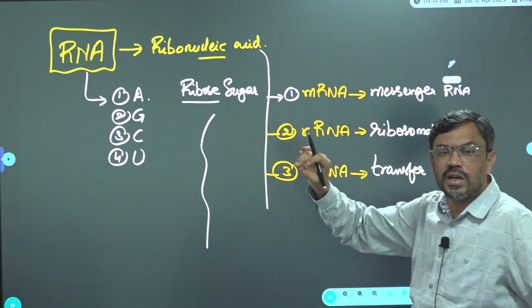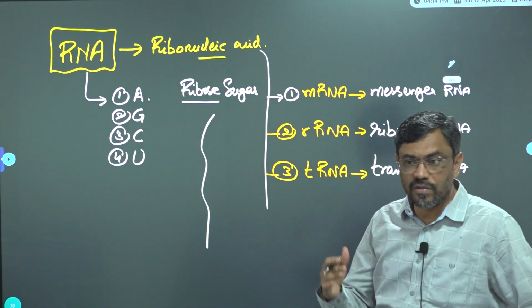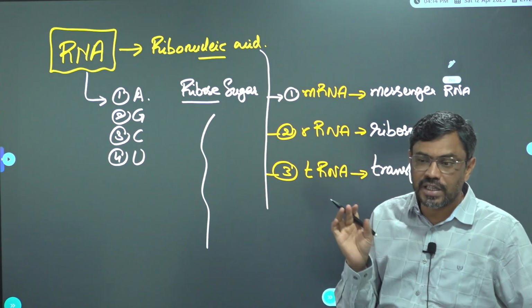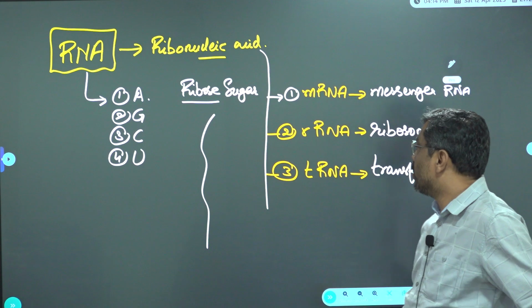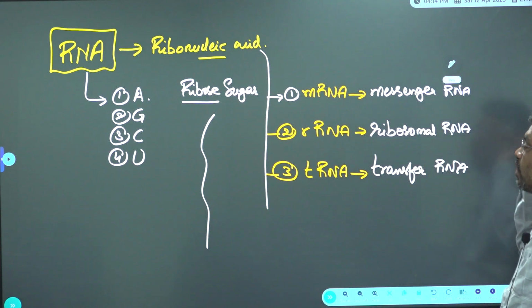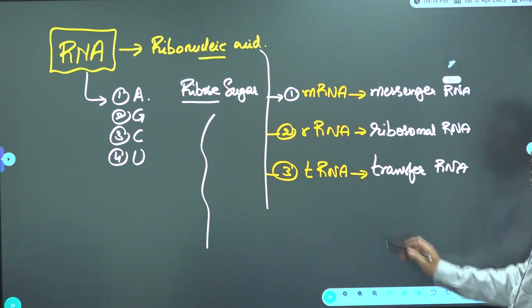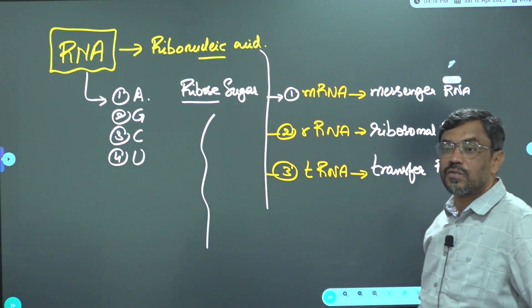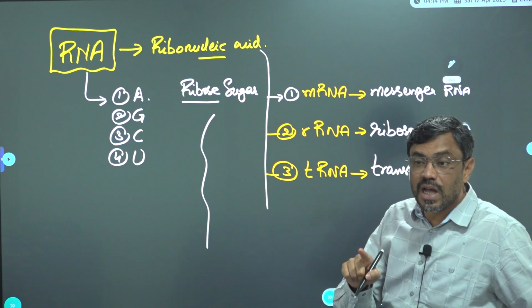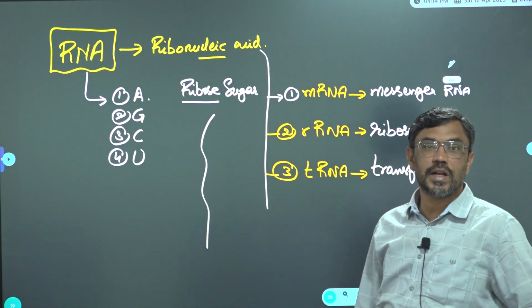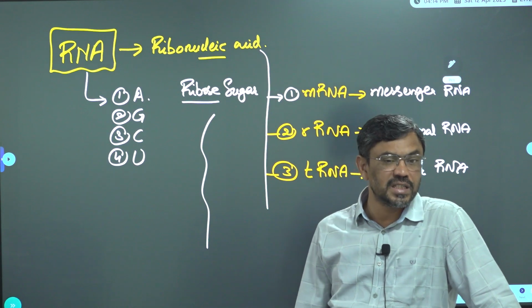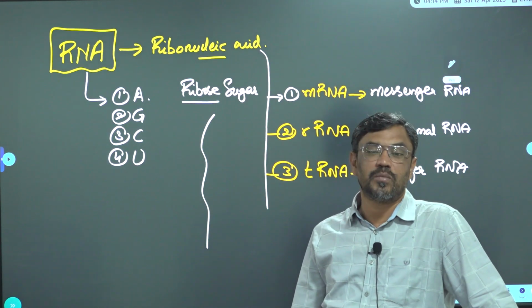Ribosomal RNA is useful for the construction of the ribosomes. It is involved in the structural organization of the ribosomes. Next, tRNA, transfer RNA. It transfers the amino acids required for protein synthesis.